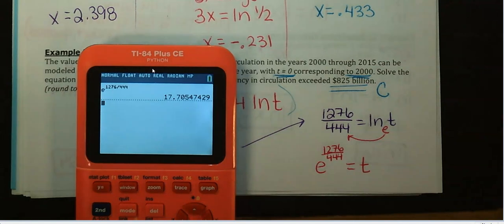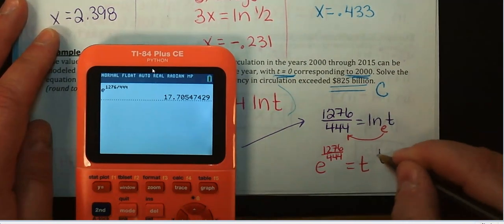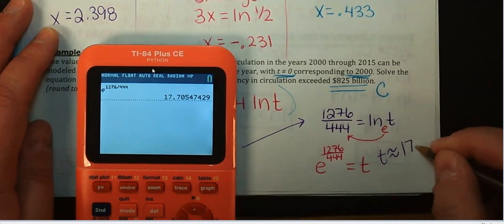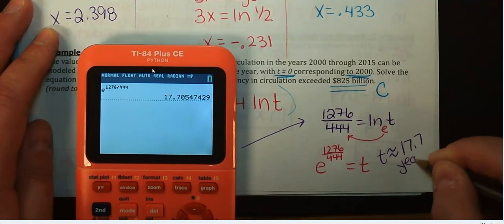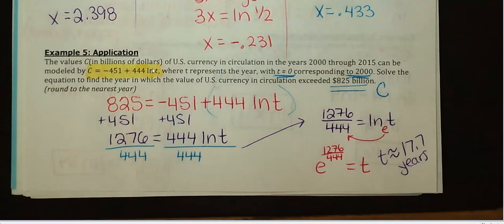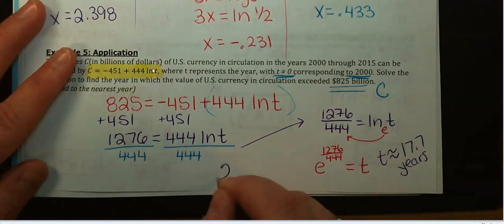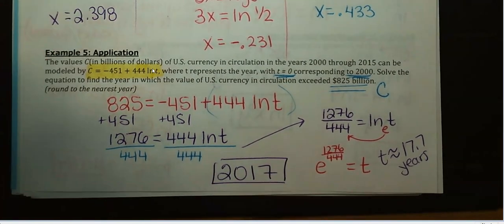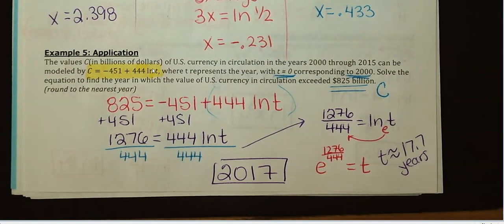And so t here, it's about like 17.7 years. So if t is representing years since 2000, what year would this happen in? What do you think? If t is years since 2000, I got 17.7. What year would the value? 2017. Exactly. So that would be my answer to the question. In 2017, they had more than 825 billion in circulation.